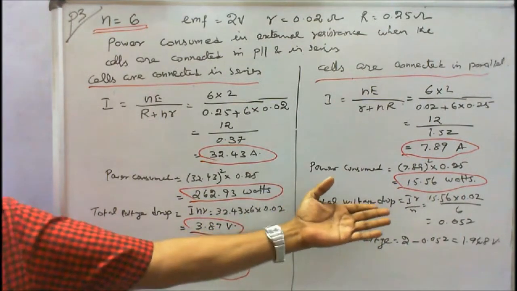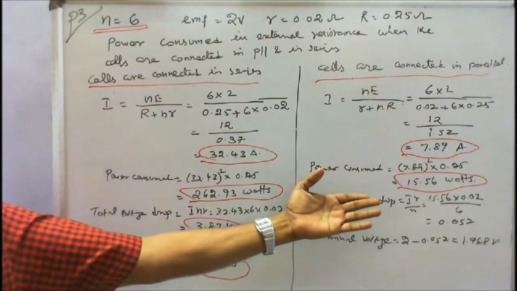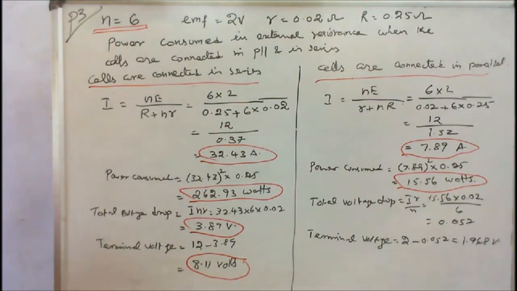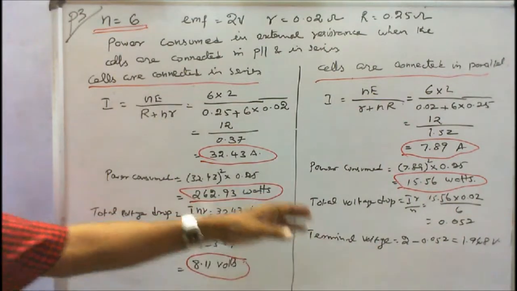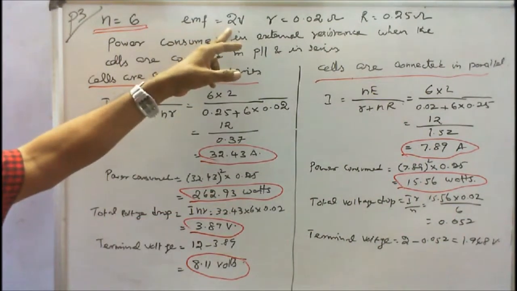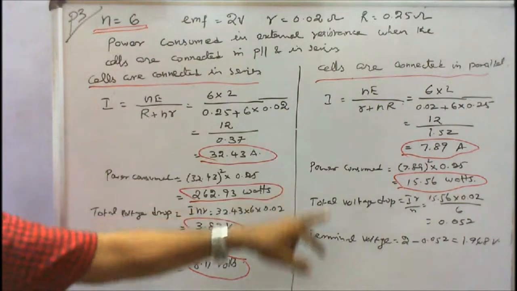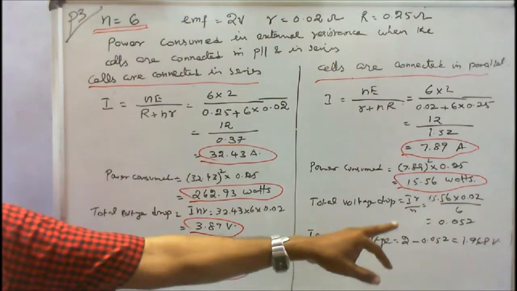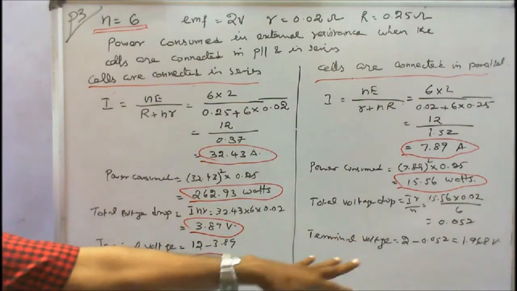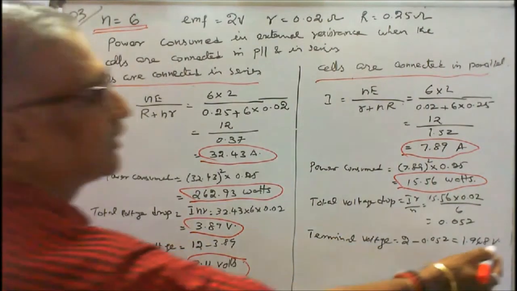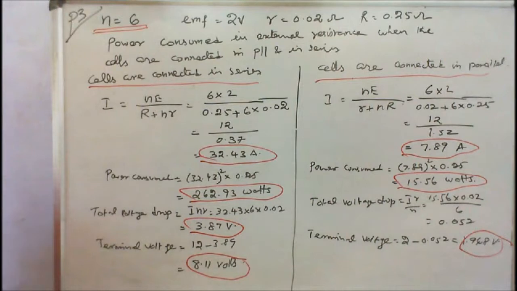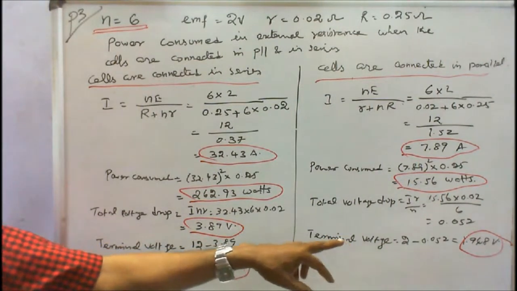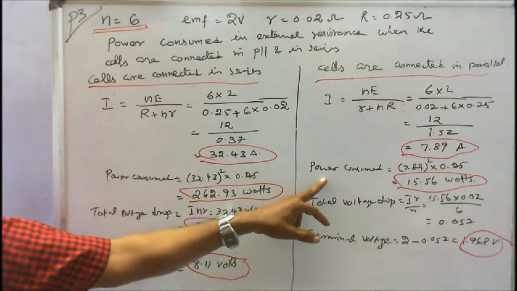We can also calculate the total voltage drop, that is the I into r divided by N formula. With I as 7.89, into 0.02 divided by 6, we get 0.052. Here all are connected in parallel, so the EMF is 2. 2 minus 0.052 is 1.948 volts, which is the terminal voltage. The total voltage drop is 0.052, and the power consumed is 15.56 watts.